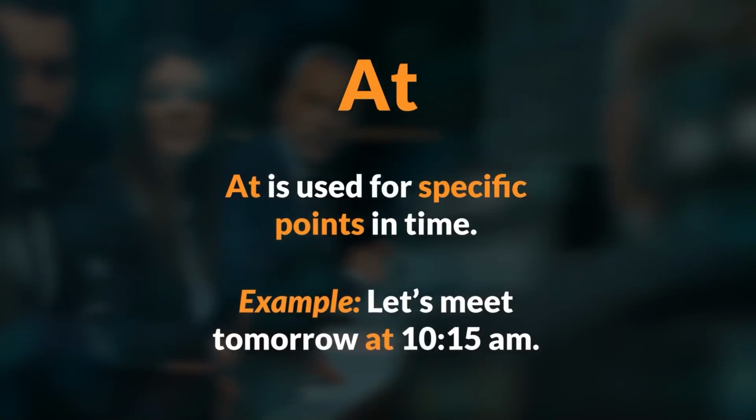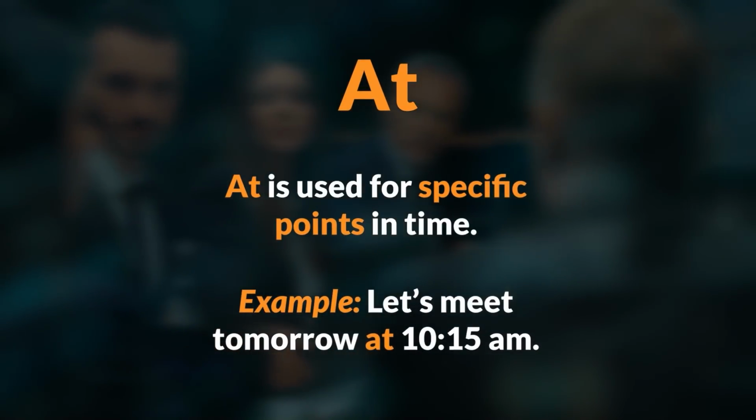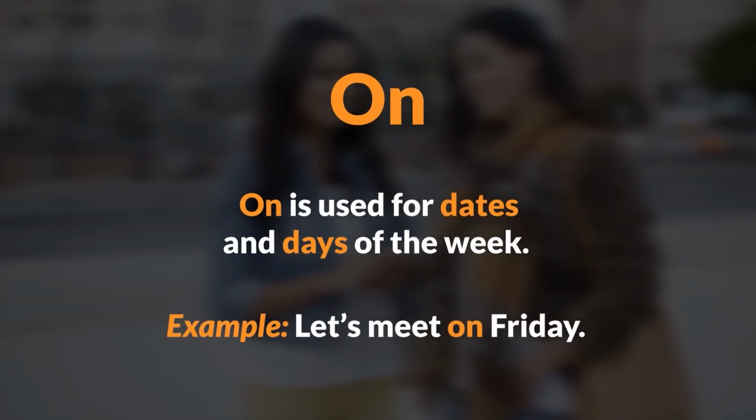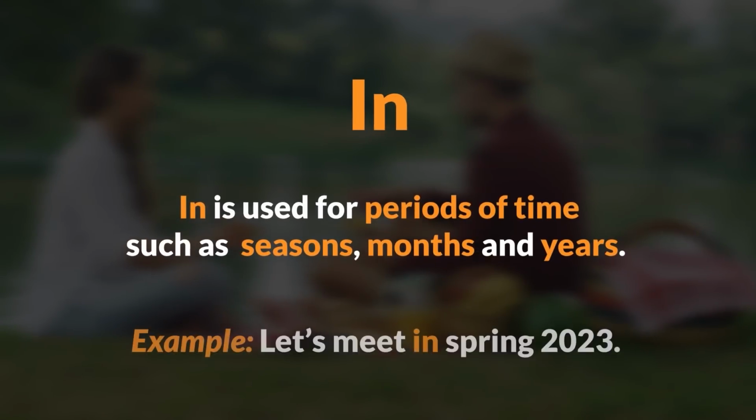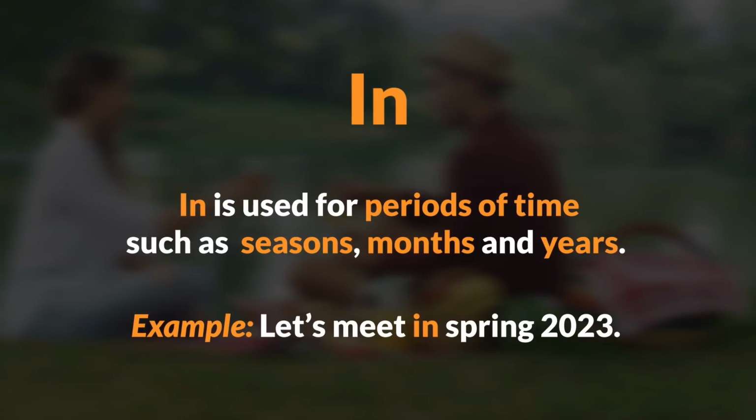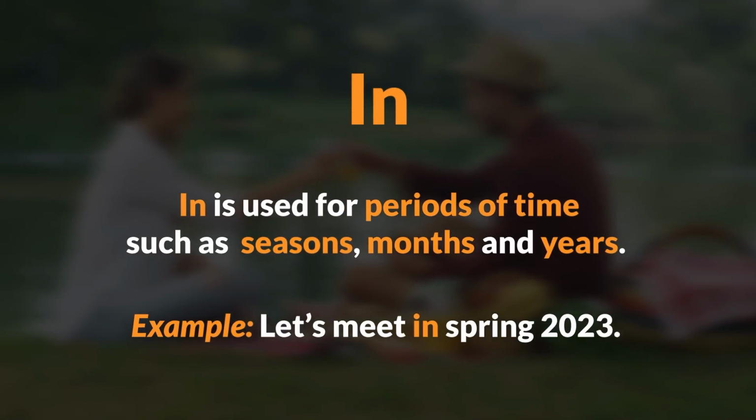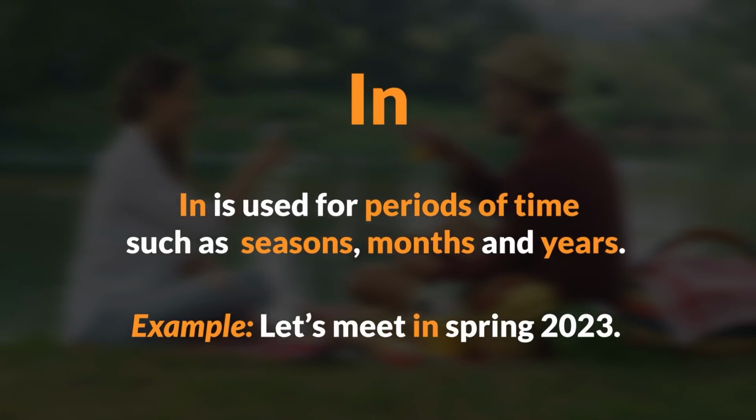Prepositions talking about time are often confused. Let's look at a few more examples. At is used for specific points in time. For example, let's meet tomorrow at 10:15 a.m. On is used for dates and days of the week. For example, let's meet on Friday. In is used for periods of time such as seasons, months, and years. For example, let's meet in spring 2023.